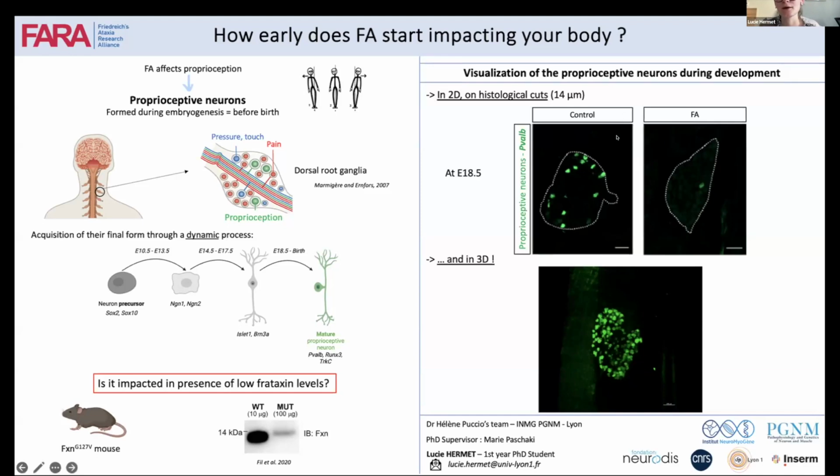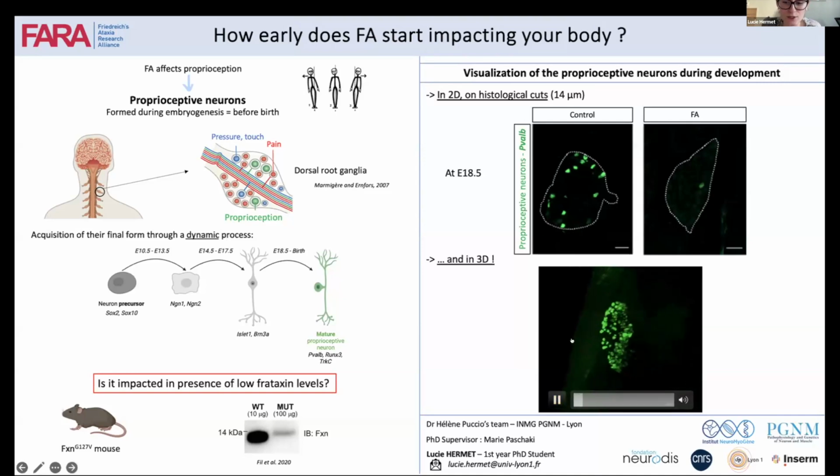And currently, I am developing in the lab a new microscopic technique to see the DRG in its totality, so in 3D, and in its globality, and not on cuts. So here you have a DRG that I labeled with the same marker as before, so for the proprioceptive neurons. And you can see that we can spot the different types of neurons. So this is a second DRG, and we can spot the different proprioceptive neurons within this DRG and see their relative distribution inside this structure.